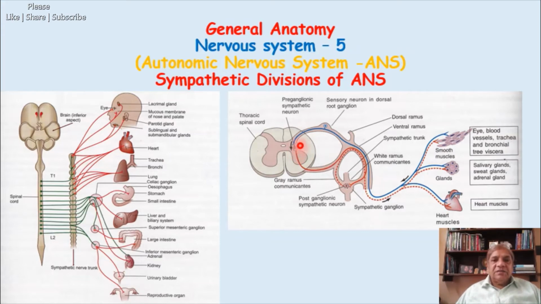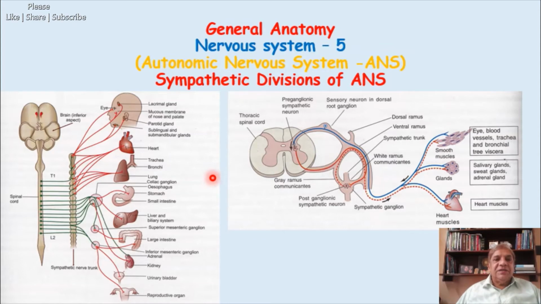Now see the extent of this lateral horn in this diagram. This is the spinal cord, and the lateral horn is extending from T1 to L2 segments of the spinal cord. Now come to this diagram and see the green color lines. These green lines are just representing the axons, axons of the neurons located in the lateral horn, that is, the preganglionic sympathetic neurons.